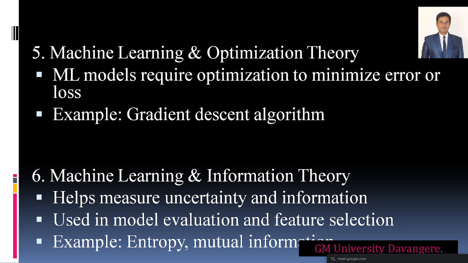So there are other things too, right? Where you can have machine learning and information theory coding. Machine learning and optimization theory. ML models require optimization to minimize errors, right? So this is where we see gradient descent algorithms. It will try to develop the models.